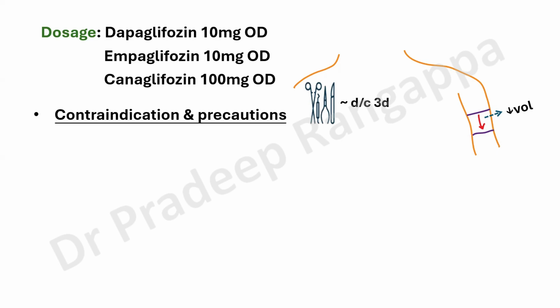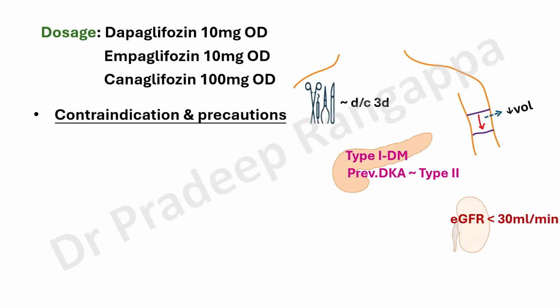So hypovolemia is a contraindication for these, and type 1 diabetes is a contraindication for using SGLT2 inhibitors, and previous DKA type 2 is a contraindication for SGLT2 inhibitors. And patients where estimated GFR is less than 30 ml per minute is a contraindication for SGLT2 inhibitors. And patients with UTI, because it causes glycosuria, there is glucose sitting in the urine, they are at a high risk for urinary tract infections. So that's why, especially ICU patients where the risk of UTI is high, these drugs have to be used with caution. So they cannot be recommended.